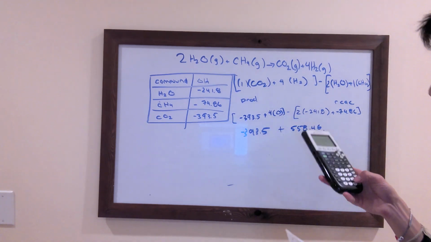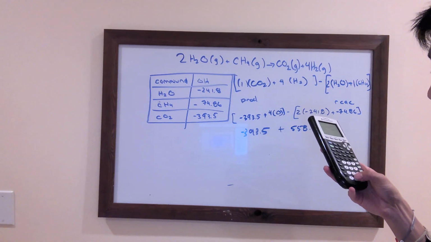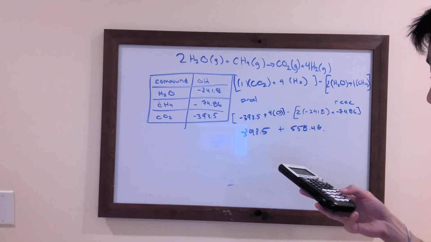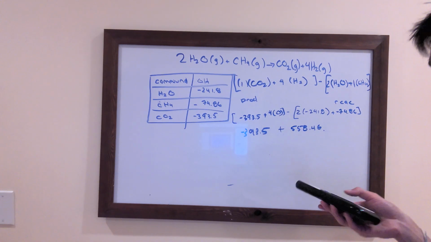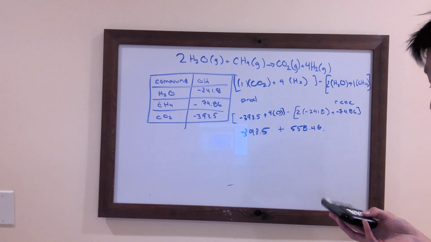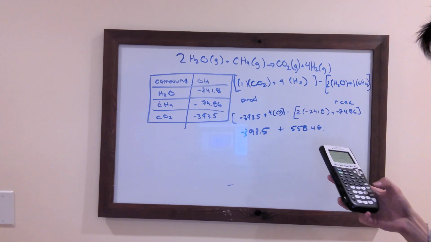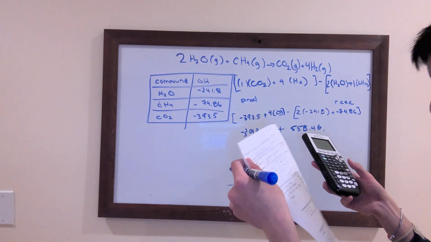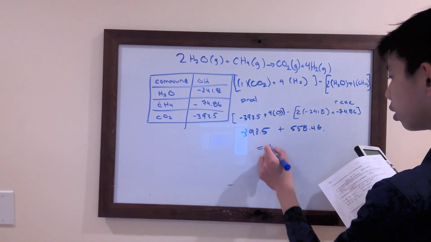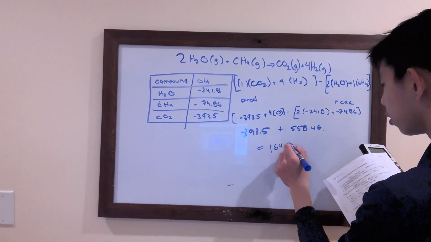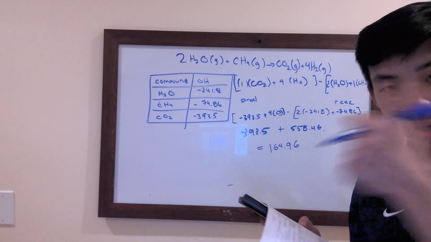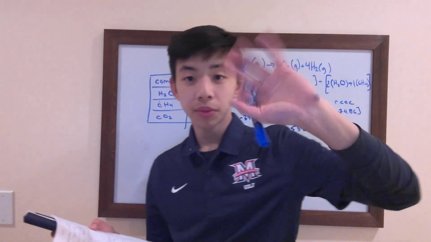So you add negative 393.5 plus 558.46, and you're going to get 164.96. All right, that's it. Happy studying, guys.